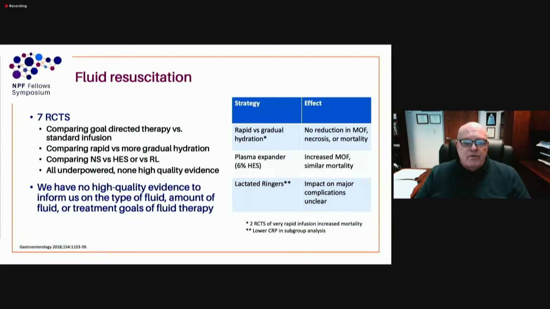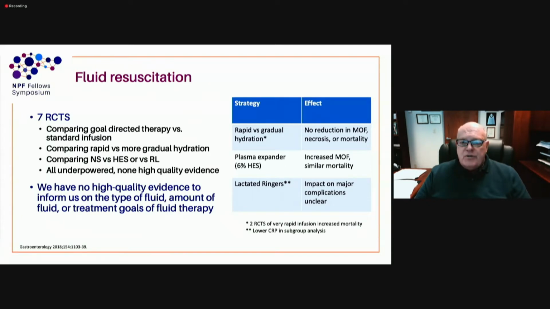You can review these, but the interesting part of all of these trials is they're all underpowered, and none of them has provided what we might call high quality evidence. I include a quote from a publication in Gastro a couple of years ago: we have no high quality evidence to inform us what to give, how much to give, and when to know that we've given enough. I put a brief summation of these trials in that little chart to the right.